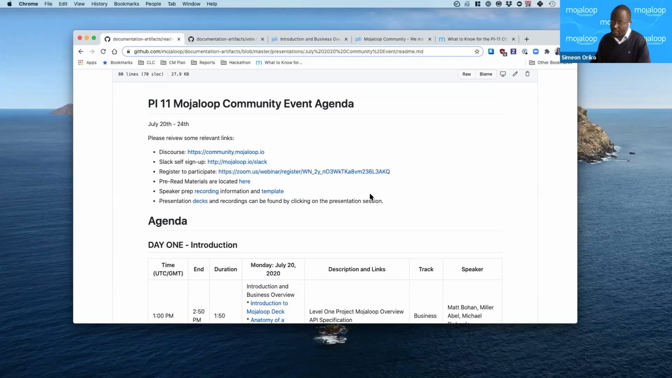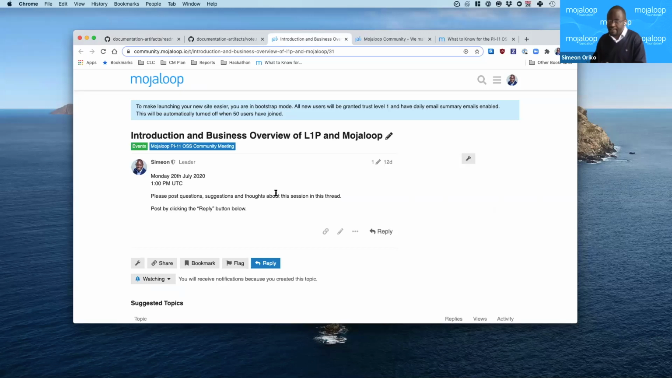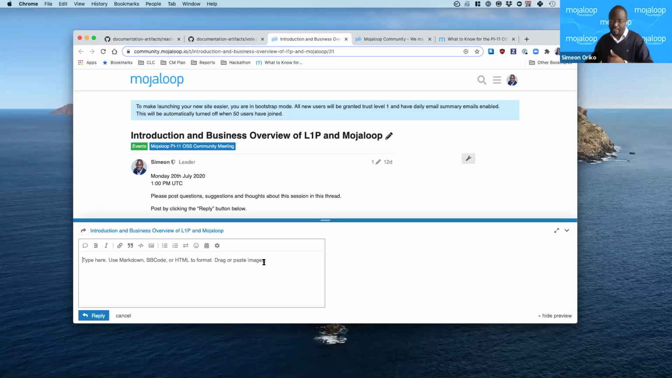A couple of things I do want to point out. Under every single agenda, we've got a bunch of links. We've got the decks for those particular presentations, and there's a link to a discussion thread. If you have any questions or any thoughts, feel free to click on that link. It will take you to Discourse. For example, the upcoming session is the Level 1 Project Mojaloop Overview, API Specification, and that will take you to a nice little page there. And if you have any thoughts, any questions, or you'd like to have an ongoing discussion about any of the items presented in that session, please feel free to click the reply button and type the message and hit send.